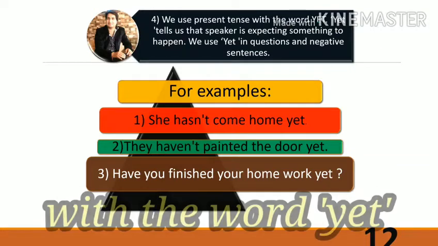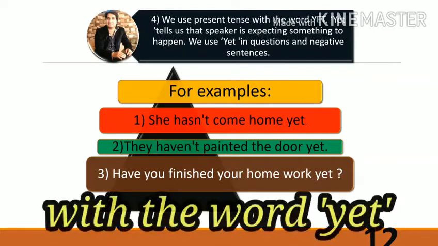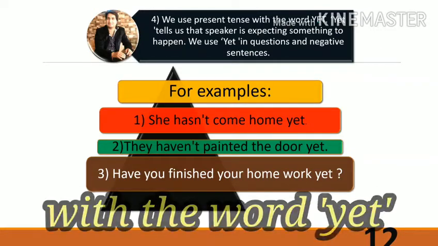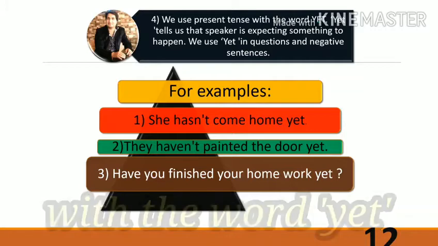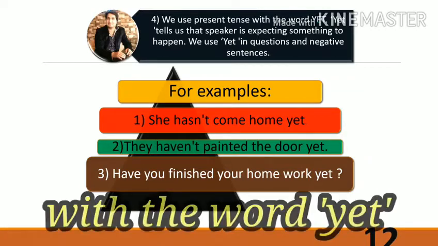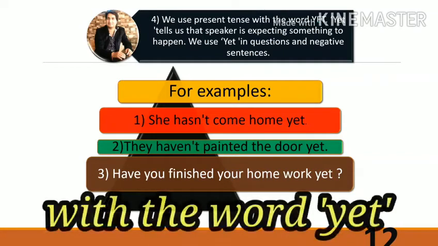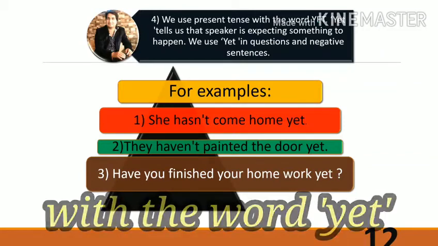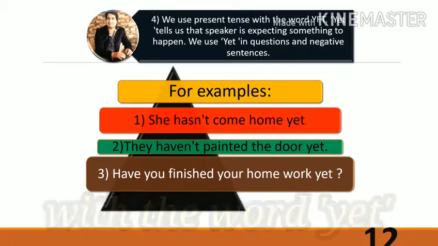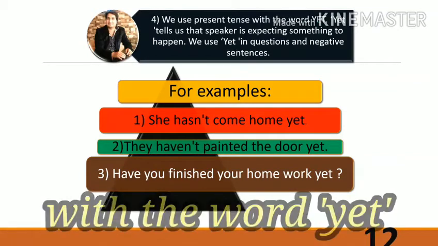Sometimes it may be a conjunction, sometimes it acts as a preposition. It depends upon the sense of the sentence, how it is behaving. But remember one thing: when it is there in the sentence, it definitely affects the grammatical part, in fact the meaning of the sentence. So, we use present perfect tense with the word yet, and yet tells us that a speaker is expecting something to happen. We use yet in questions and negative sentences.